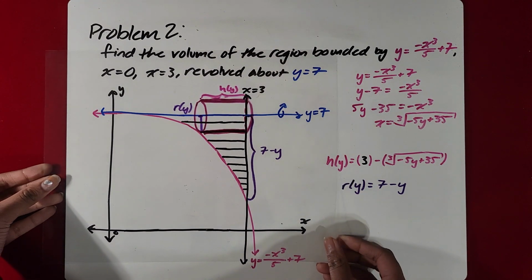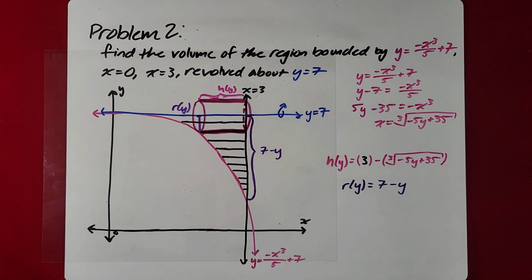Here is a visualization of one of the sections of the graph revolved about the line y equals 7. It creates a cylinder.